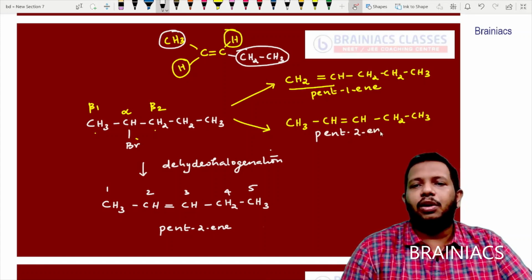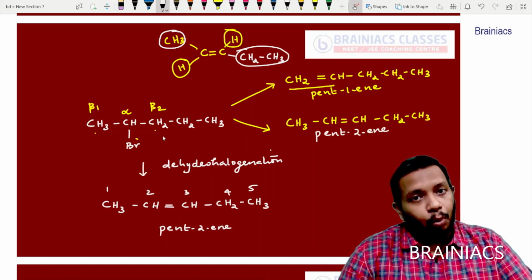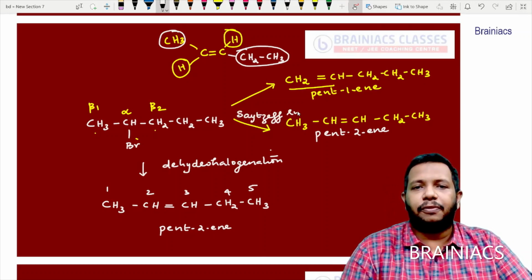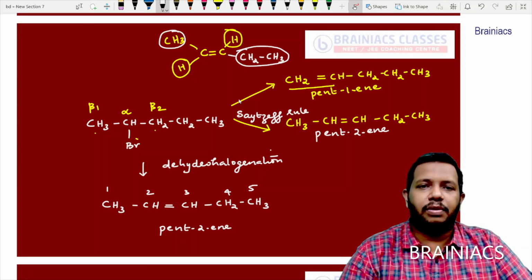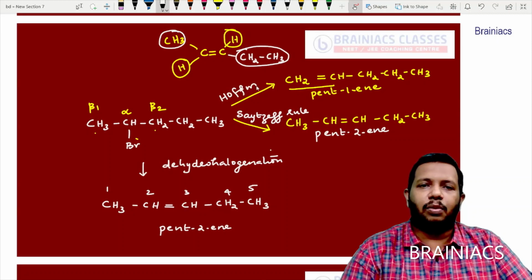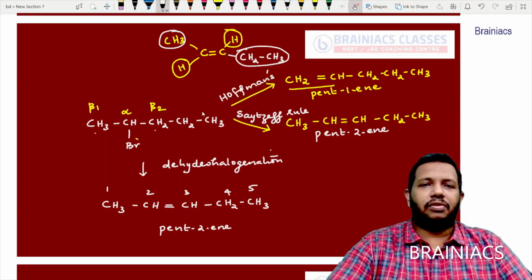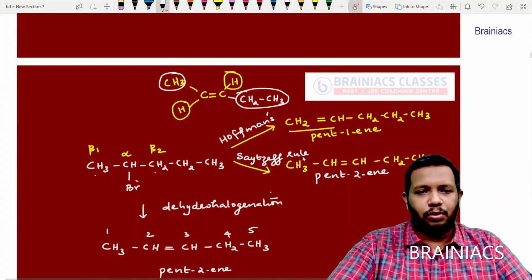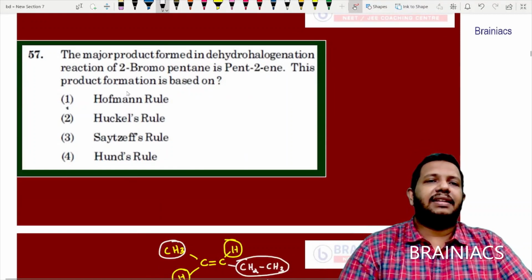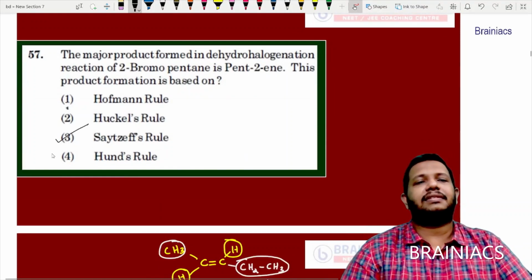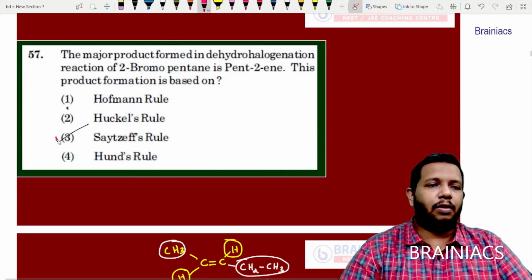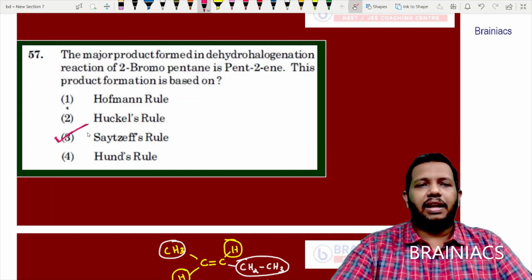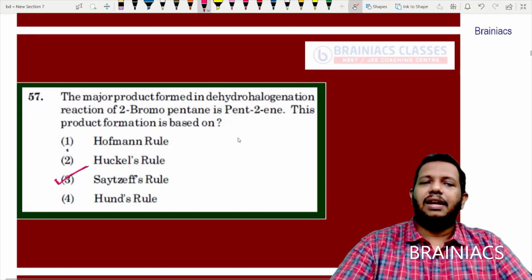So we have learned that during elimination, if the product formed is the most substituted, then that is based on Saytzeff's rule. If the least substituted is the product formed, then that is based on which rule? Hofmann's rule. Now in this question they are clearly telling us pent-2-ene is formed, and we know that pent-2-ene is the most substituted one. So it is following which rule? The answer here is Saytzeff's rule. Option 3 is the correct answer. I hope all of you are getting this one, option 3. I am sure we have done these types of questions in plenty. So I hope Brainiac students have done it very clearly and will get it right.